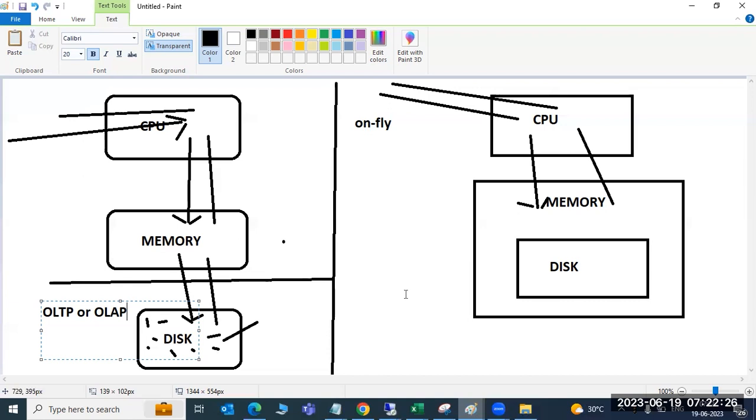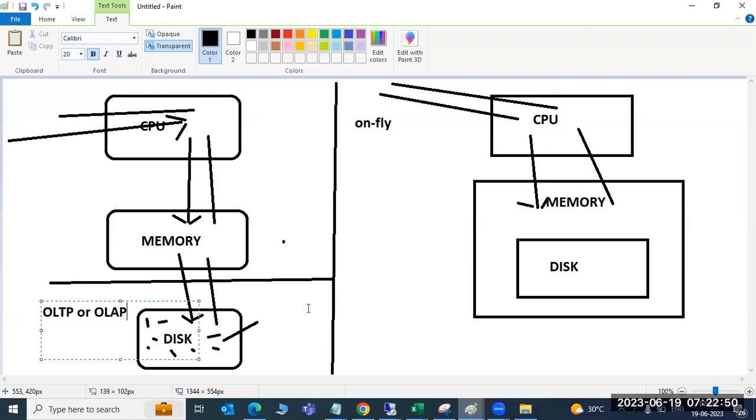Accessing the data from the HANA database is very fast compared to disk storage databases. How much faster? SAP said it is 1 lakh times faster than disk. 1 lakh times faster than disk. So that's the thing, on the fly we can make the business decision.